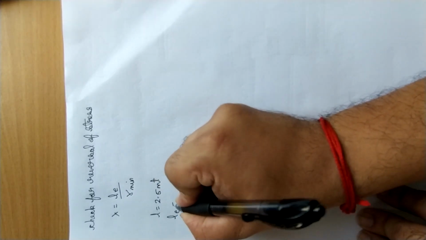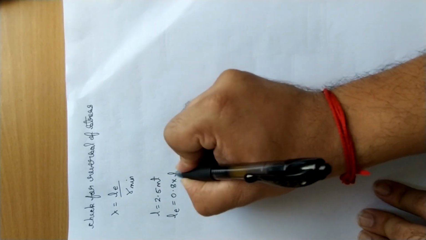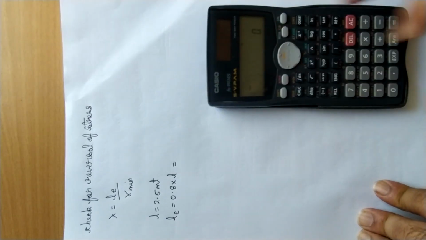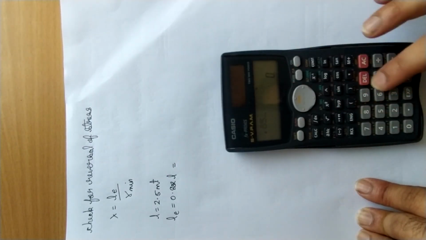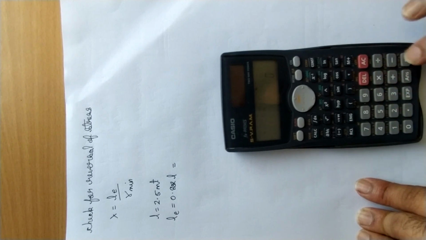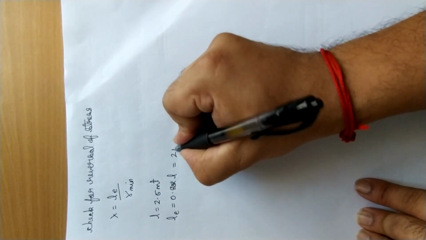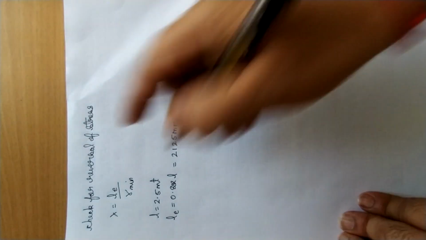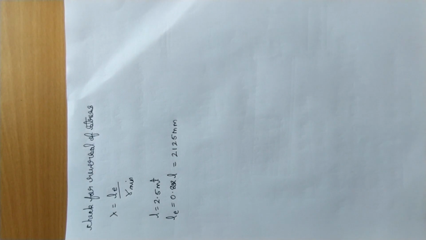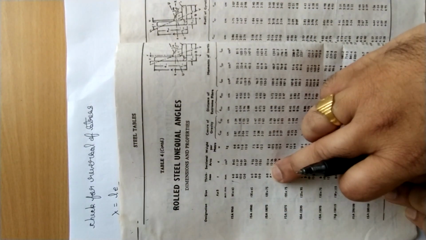So LE is 0.8 of L. So which is 2.5 into 0.8, or we can also take 0.85. So let us take 0.85 of 2.5, which is 2125. So 2125 mm. Now R minimum. So for this R minimum, radius of gyration, which we can get from the steel table directly for the section. So go to the steel table. So 100 by 75 by 8.